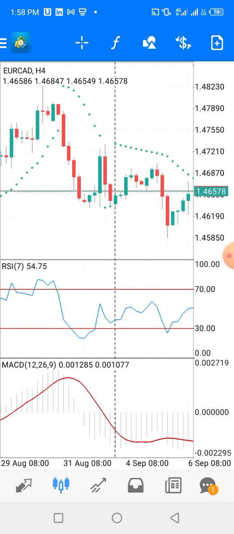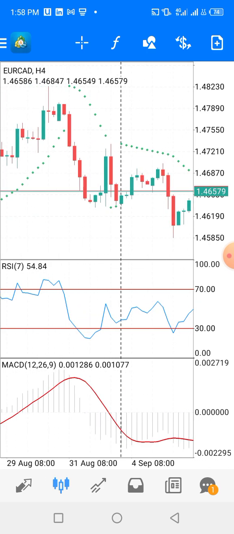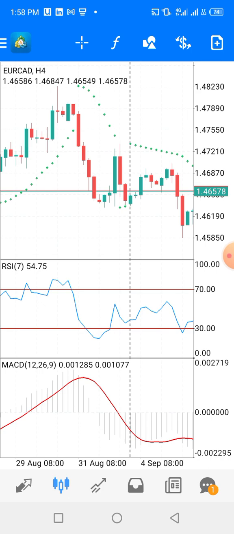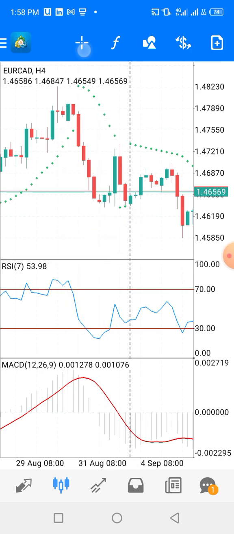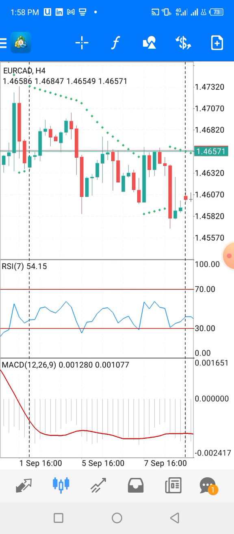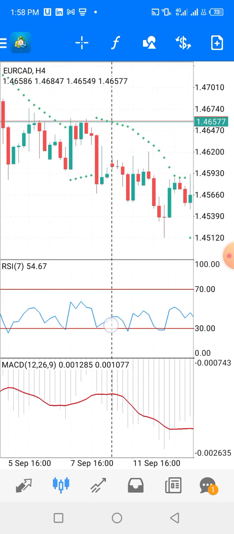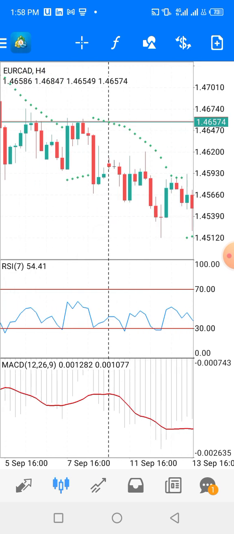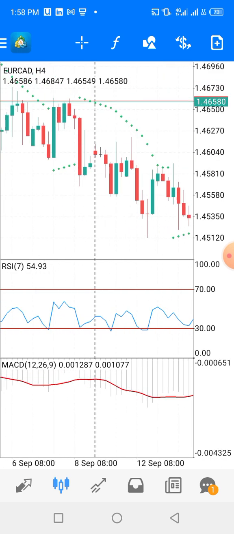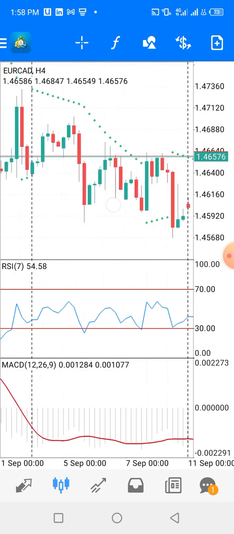Let's look at our last signal here. Here, it is telling us that we should sell, but the RSI is already in the lower range. It's not touching, so we have to wait. Although it's a good signal, we have to wait.